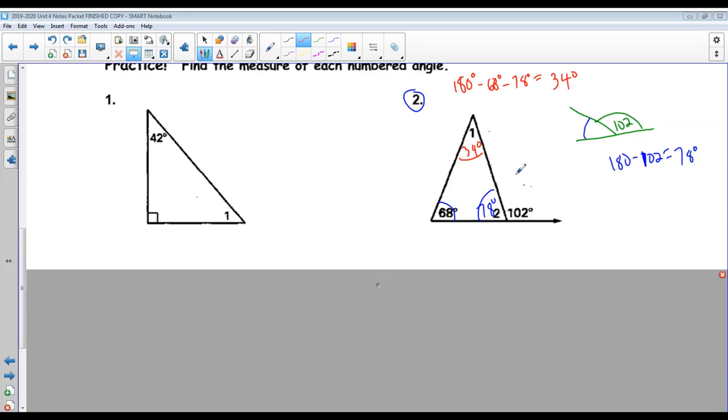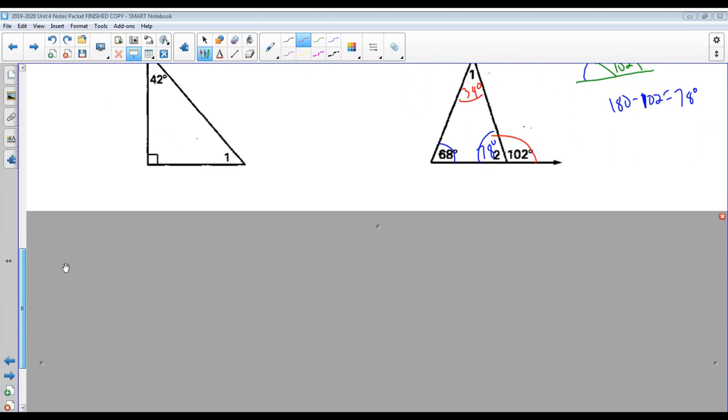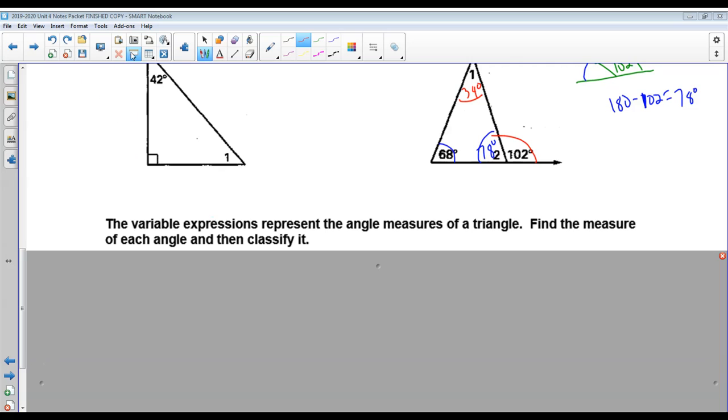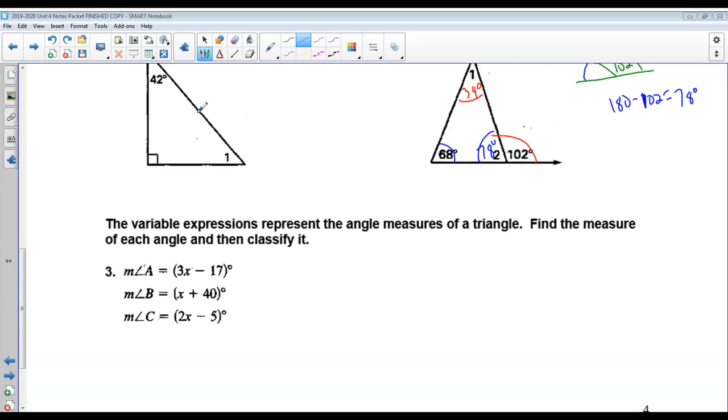Putting the pieces of the puzzle together, think about what we know. Sometimes there'll be a linear pair or a vertical angle or some parallel lines. But when we have triangles involved, we know that the angles in the triangle are always going to add to 180 degrees. So you'll see questions like I mentioned with ratios, and you'll see questions like this.